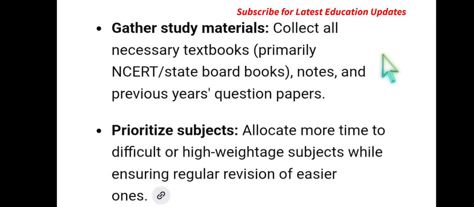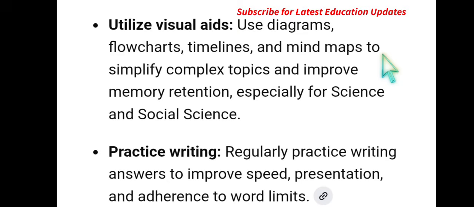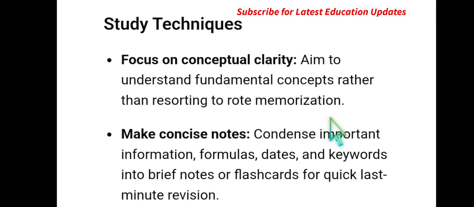Then gather study materials, prioritize subjects, study techniques, conceptual clarity, and make concise notes. Students can write their own notes from the provided material. Remember the keywords, formulae, and flashcards for quick last-minute revision. Use visual aids, diagrams, flowcharts, and mind maps for different subjects and concepts to easily memorize and remember them, especially for science and social studies. Then handwriting. The face is the index of the mind. Like that, if an evaluator wants to give more marks, handwriting should be legible and clearly written on the paper.